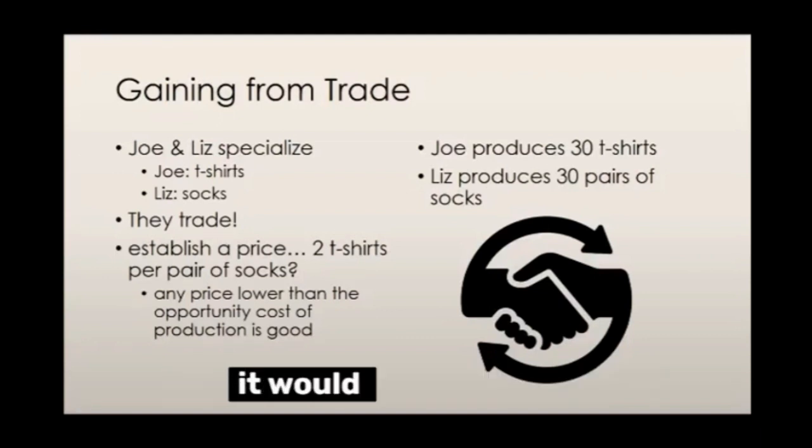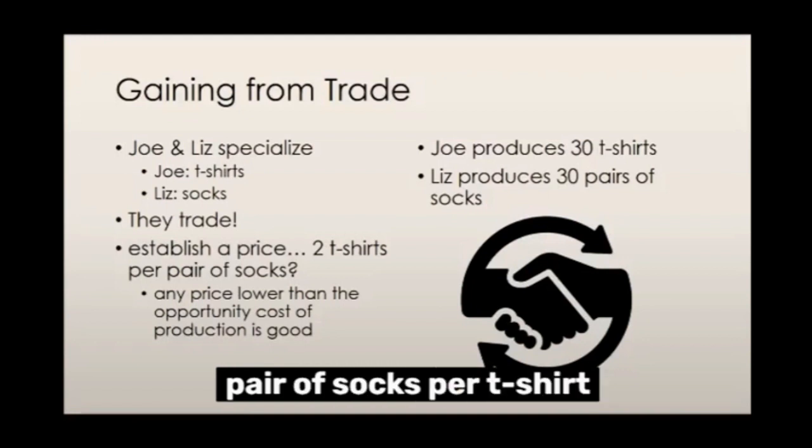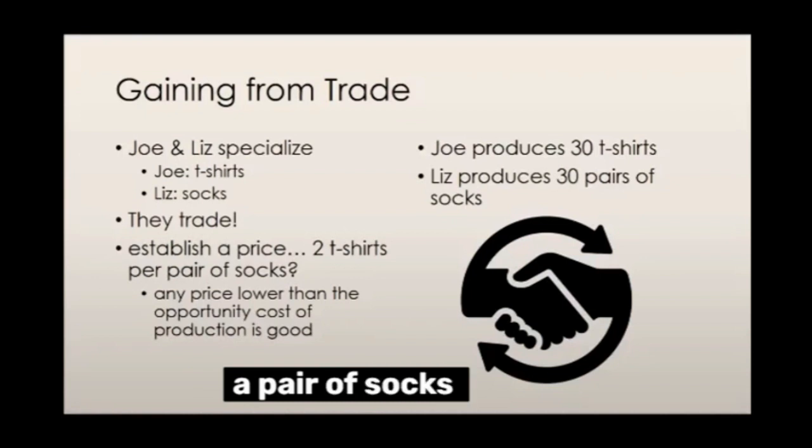This is also a good idea for Liz, because if she were to produce t-shirts by herself, it would cost her a full pair of socks per t-shirt she made. If she trades with Joe, she only needs to pay him half a pair of socks to buy a t-shirt. Both Liz and Joe can buy the good for which they do not have a comparative advantage in producing from the other person.